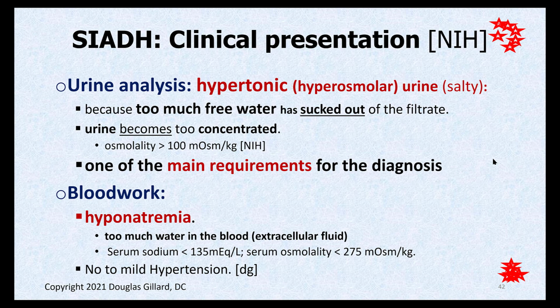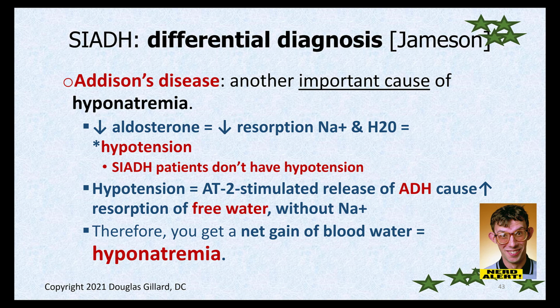Okay, we don't have to worry about those numbers. In fact, this is a requirement for the diagnosis of SIADH: to have a hypertonic urine, salty urine. Blood work will find hyponatremia because of all the extra water molecules poisoning the blood. I shouldn't say poisoning, but just bombarding the blood makes sodium scarce. They may have a mild hypertension again, they may not. It's confusing why they wouldn't have more of a hypertension, but they don't.